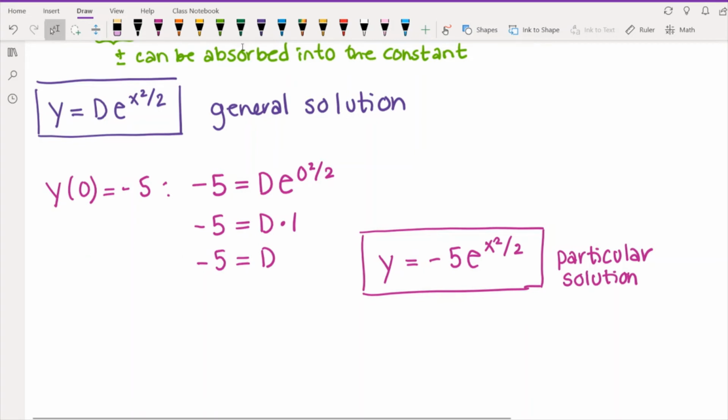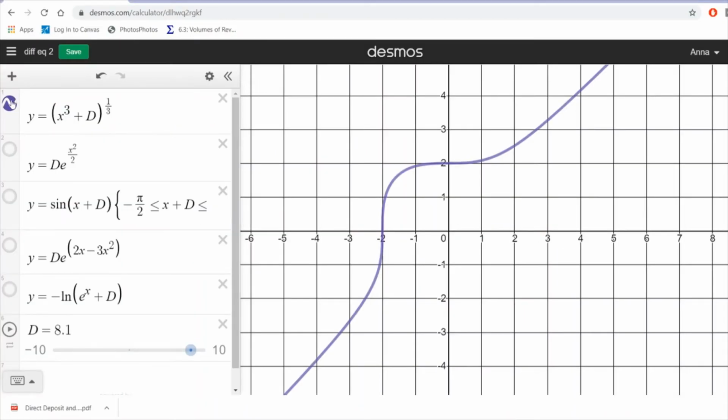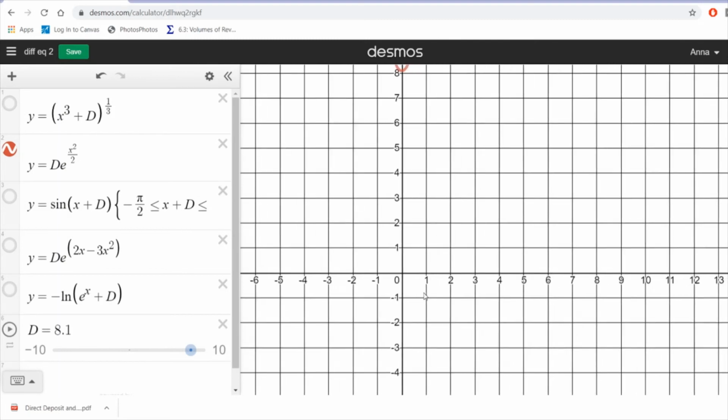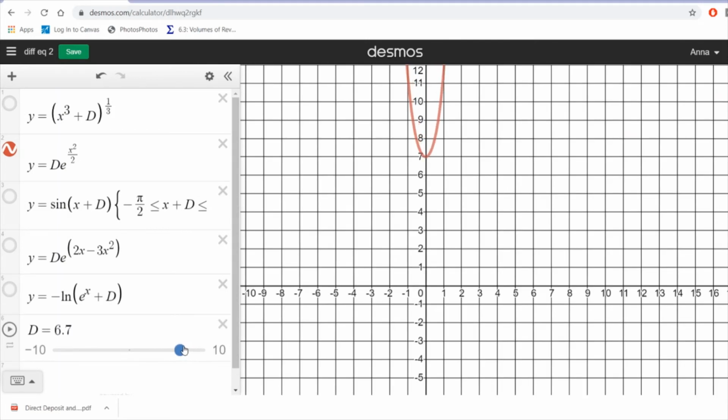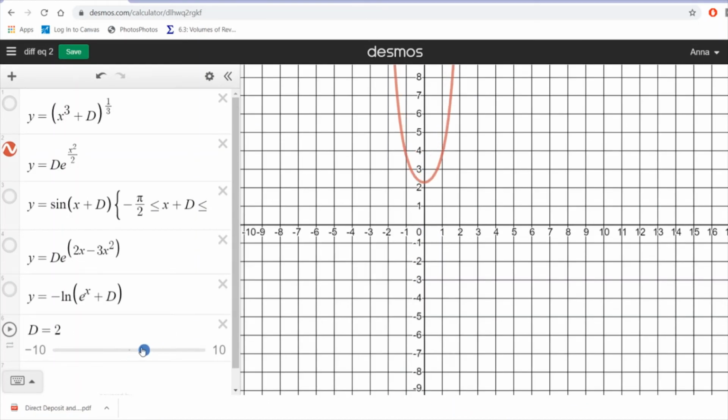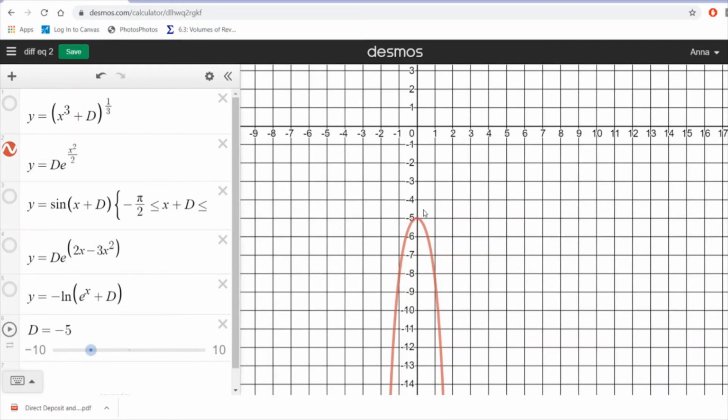So let's take a look at this graph as well. So here's the general d e to the x squared over 2. I don't know, oh, there it is, it's up there. So we see that the graph changes for all these different values of d, but we found that d was equal to -5. And so if we put in -5, we can see that the graph actually goes through the point (0, -5), which is what we wanted. So that helped us pin down that specific solution.